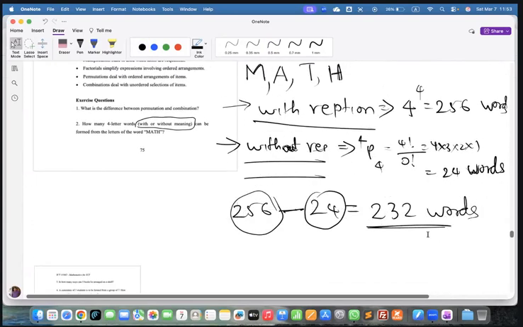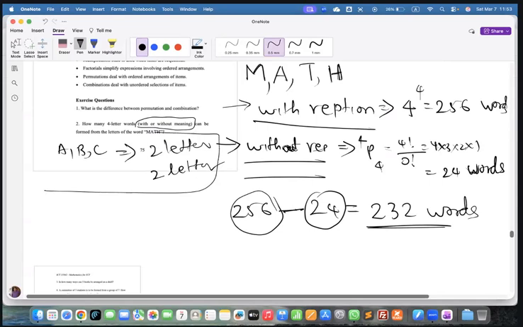If you want to understand this, you can easily check with the ABC, the previous example, right? I explained with ABC. From this ABC, with repetition, how many 2-letter words are we making? Without repetition, how many 2-letter words are we making? Then you can easily find out how many words are duplicating the letters, right? This is how we can easily find out.